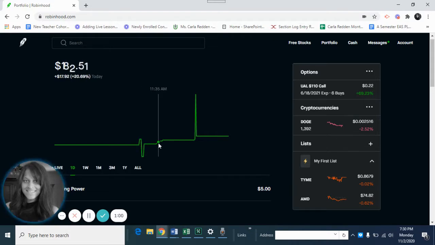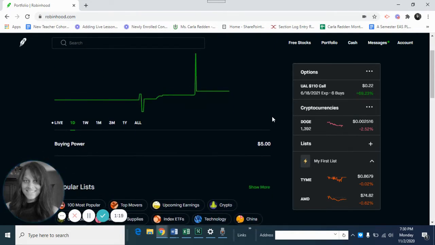Sometimes Robinhood tweaks, and so you'll notice these huge ups and big downs, but it's really not that big a deal. It's just a very user-friendly platform that I like to recommend to anyone who is just now starting out trading or doing anything such as that.